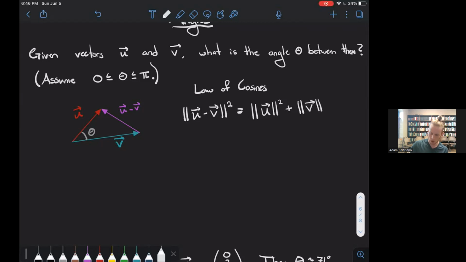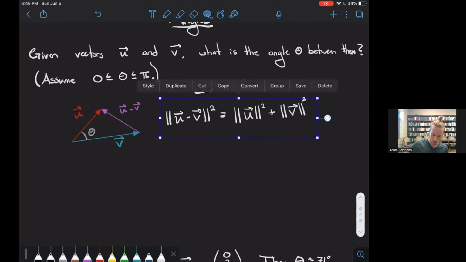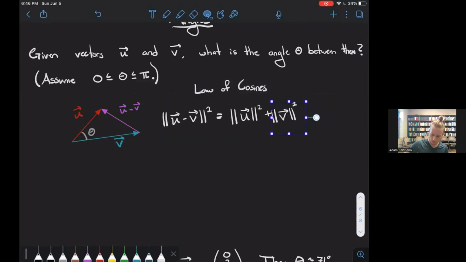So that's the length of u. If we're looking at the third side being the difference u minus v, then the first two sides are u and v themselves, and the last side is this u minus v thing. So we want to compute the square of the length of that third side.